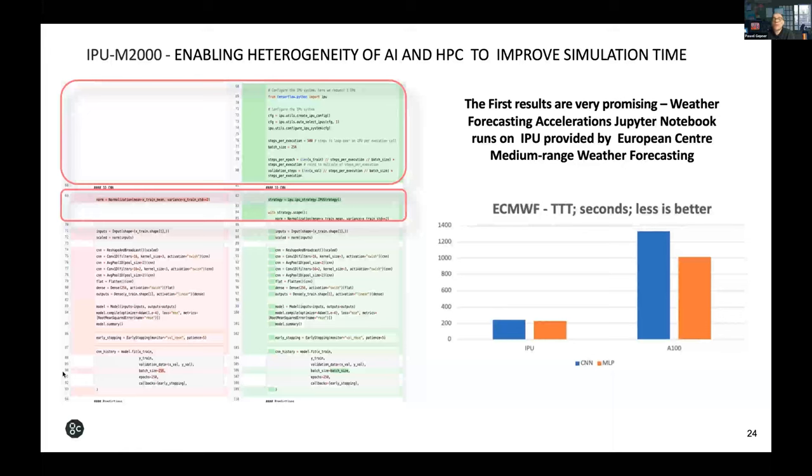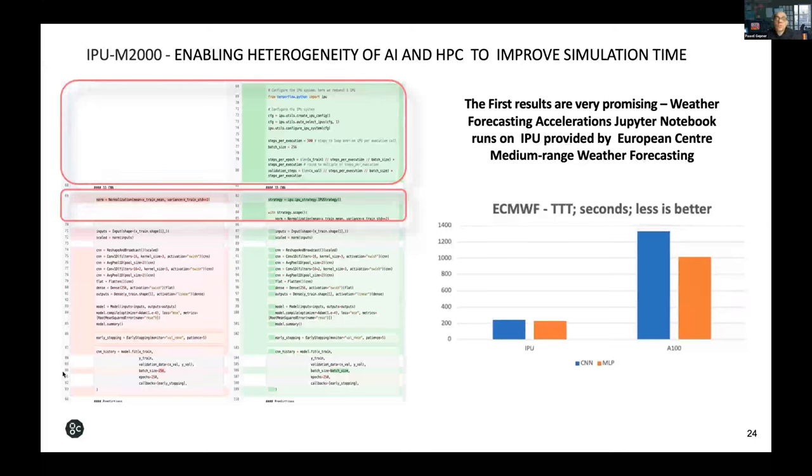We didn't touch the model, we didn't touch any hyperparameters, we didn't do any optimization of the model, but taking it off the shelf as it is, loading it using the IPU, using the same approach, we can run these models 5 times faster than what was presented on the A100 GPU.